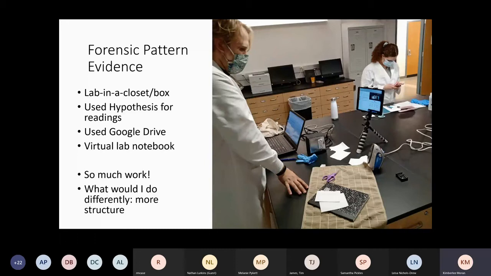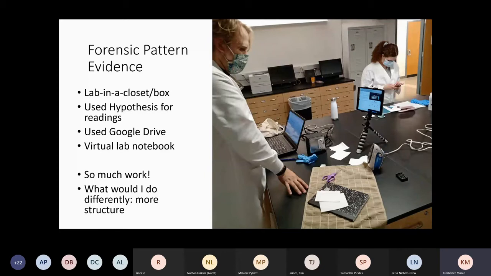The takeaway from this course is that it was so much work, but it was necessary in order to give the students the fullest experience possible, particularly with this particular field of forensic science. What I would do differently is I would give them more structure. I really left them to do their lab practicals on their own time.